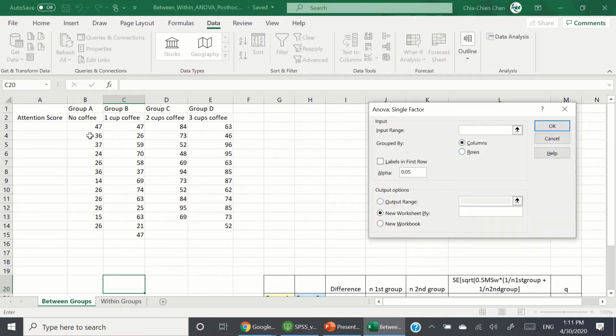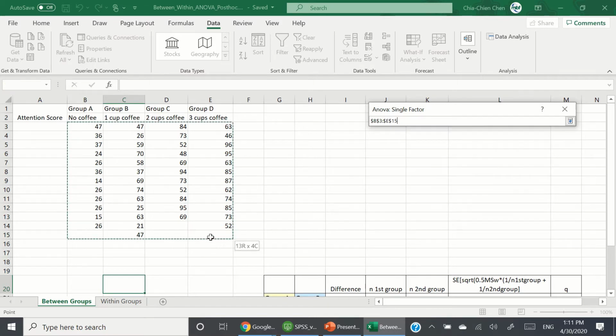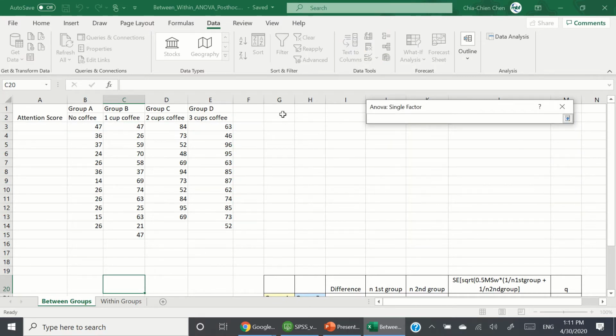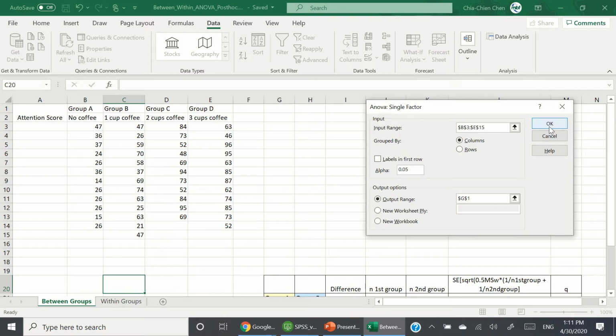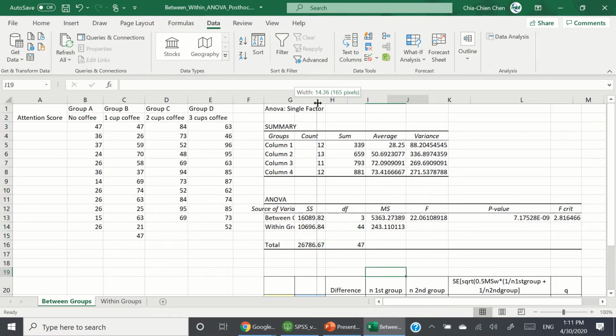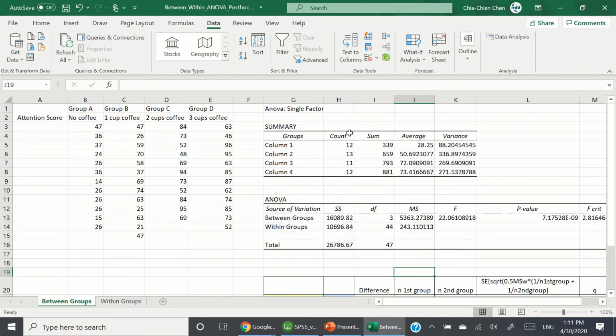OK. And let's input the range. So you just need to highlight this range and then group by columns. Yes, we have it right. And then the output range, let's put the output here, okay, in F1. And then just click OK. Now, this would give you exactly all the data that you're looking for, okay?